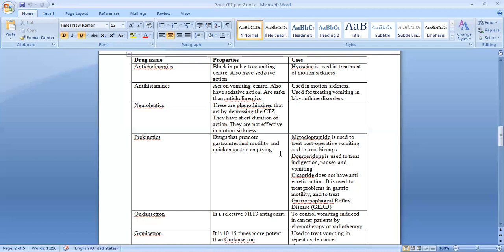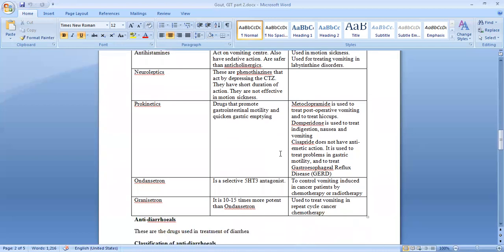So in gastroesophageal reflux disease, to prevent this kind of movement of the GIT, we make use of cisapride. It is not directly acting on CTCs or anything else, but it will prevent this reflux of the acid content from the stomach into the esophagus.